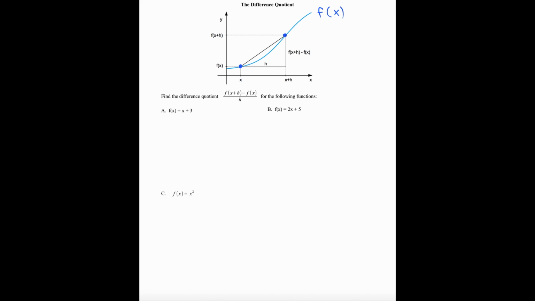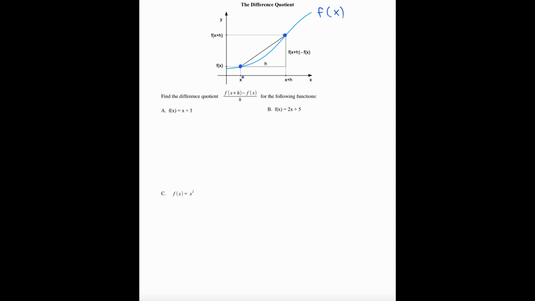And we want to calculate the slope of that secant, but we want to do it generally. So there's no numbers given. What we do is we pick a point x on the x-axis, and that's going to be the start of our interval. Then we have to go some arbitrary distance away from x, which is called h, and h is the length of our interval.